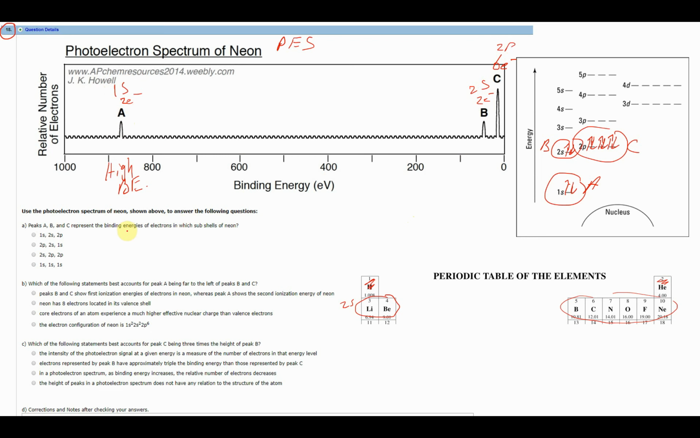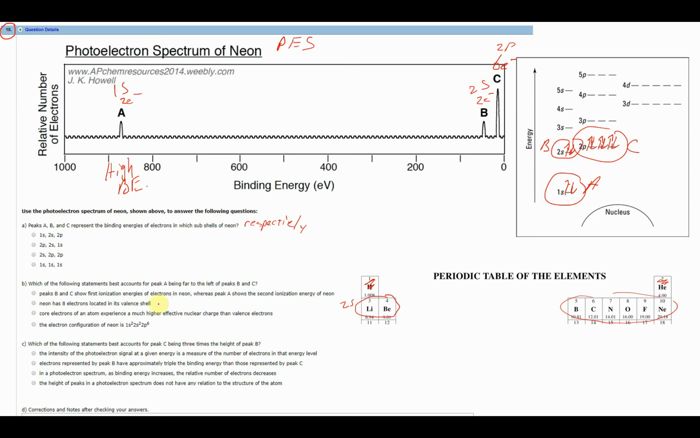Peaks A, B, and C represent the binding energy of electrons in which sublevels? And I think they mean respectively, as in that order. Well, we've already answered that. A is the 1s, B is the 2s, and C is the 2p. So I think the first answer should be good.